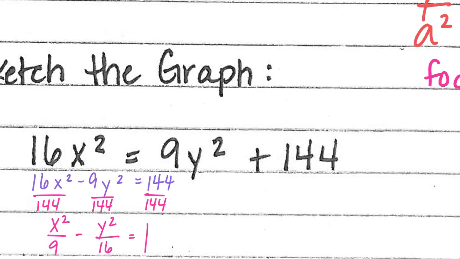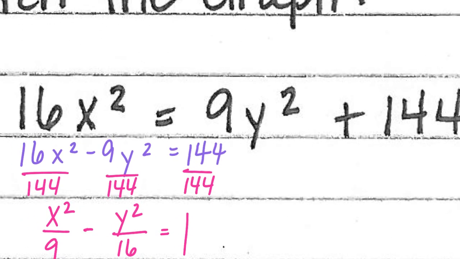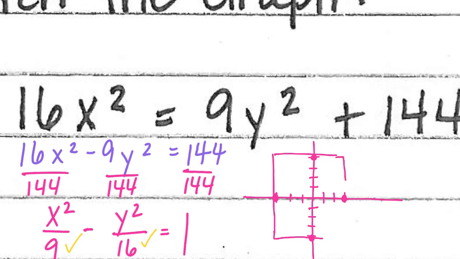Now, just like the ellipses, I'm going to graph this in a very similar way. The first thing I'm going to do is look at my x. My x is over 9, so I'm going to go 3 to the right and 3 to the left of the x. Under the y is 16. I have to take the square root, so I'm going to go 4 up and 4 down. And this is the part that's different. With these, I have to go ahead and draw a rectangular shape.